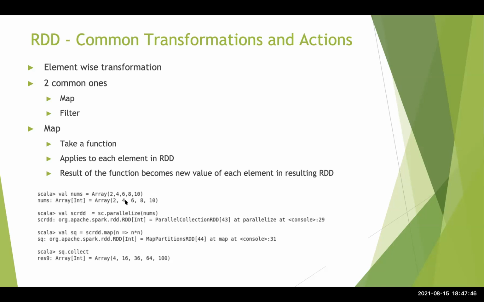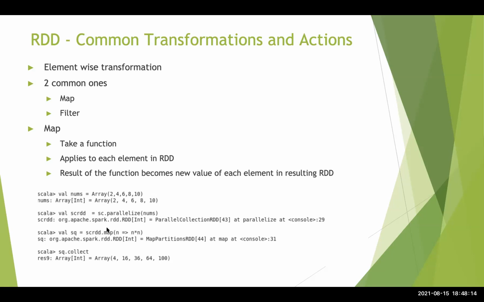Let's say I have an array and I parallelize it, I create an RDD. This is all on the Spark shell. I have written this code, so you create an RDD of this array. Now what I do is I invoke the map function over this RDD. And what is going to happen in the map function? What is this n? Spark will take each element of this RDD, which in this case happens to be an integer.